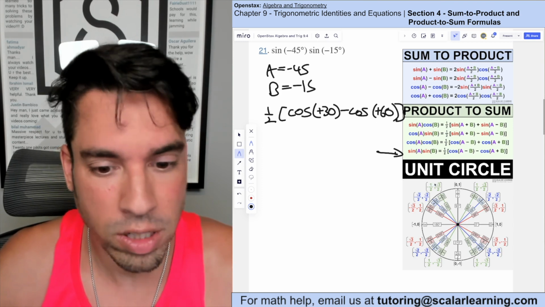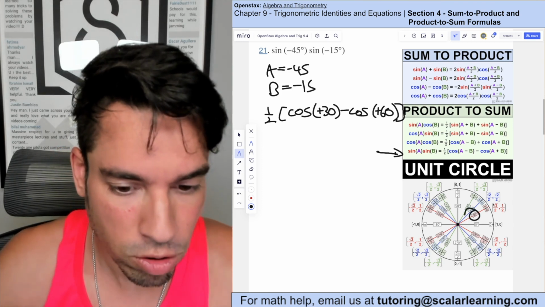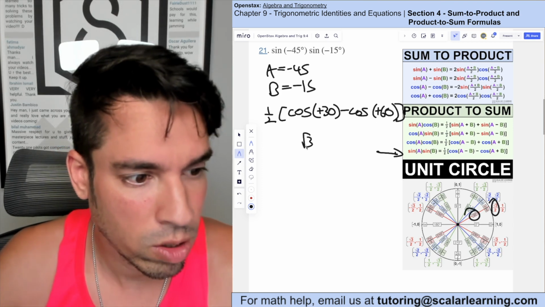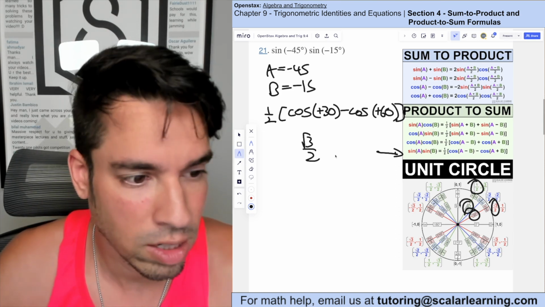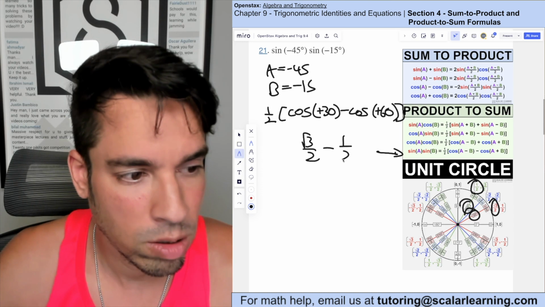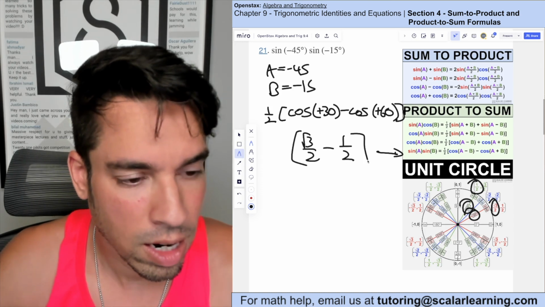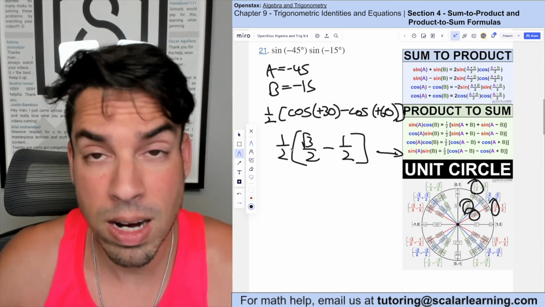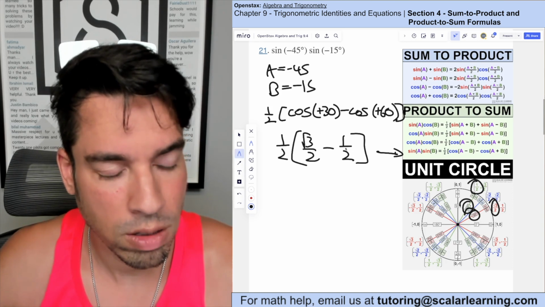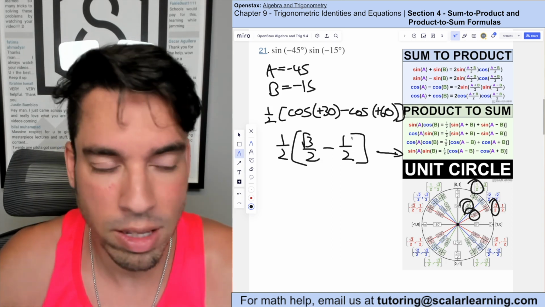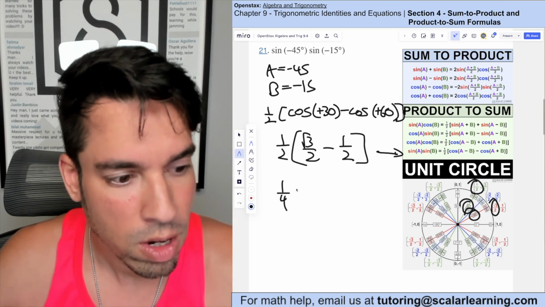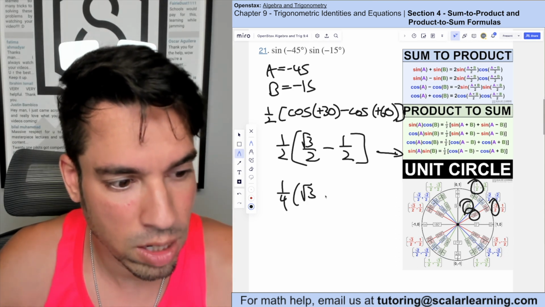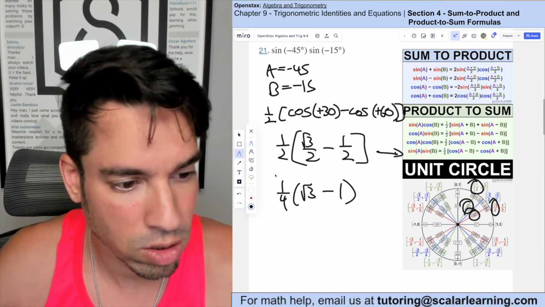So I can just take cosine of 30, here's 30, here's cosine of 30, rad 3 over 2, minus cosine of 60, here's 60, and it's 1/2. So these two are going to be subtracting and then times 1/2. Now again, this is fine as is, but if we want to factor out a 1/2, which is how they have it in the back of the book, I pull out a 1/2. 1/2 times 1/2 is 1/4, and then we've got rad 3 minus 1 on the inside. So that's how you do it.